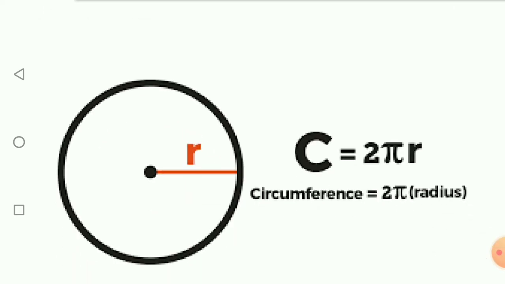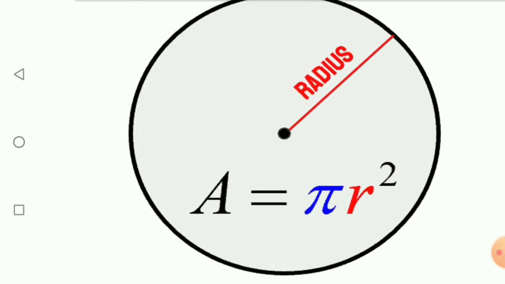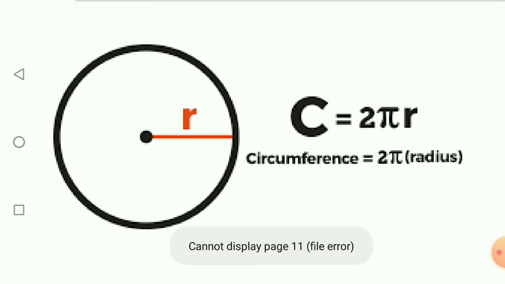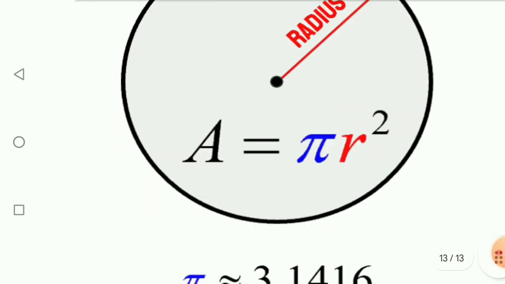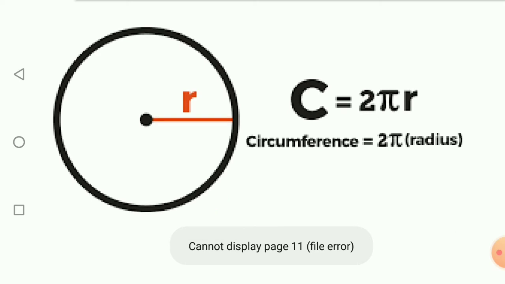Next one is about the circumference of a circle. The circumference of a circle formula is nothing but 2 pi r. But there are students who get confused between the circumference of a circle and the area of a circle. Students, the area of a circle is pi r square. The circumference of a circle is 2 pi r. Both have pi r. Only what is changing there?